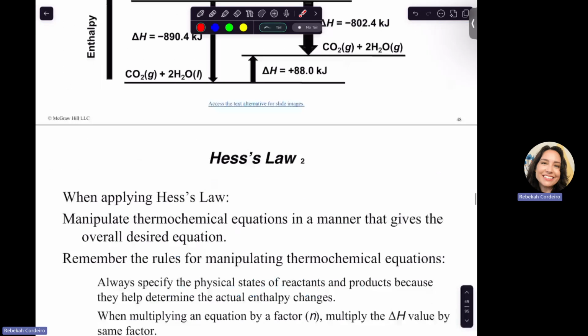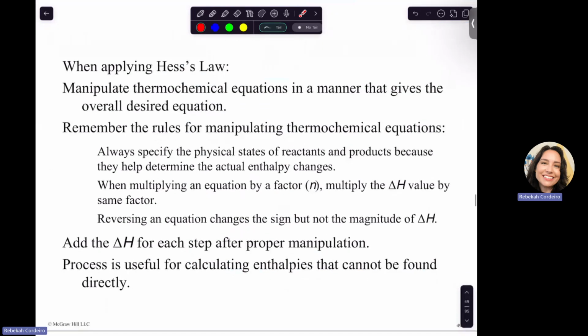So here are some rules for using Hess's law. We're gonna change the thermochemical equation. So in the example I just gave, we didn't have to change anything, but I'm gonna do an example with you where we do change something. We're gonna change the thermochemical equations in order to get the equation that we want. Sometimes we're gonna have to make note of the physical states because those actually matter. We might have to multiply an equation by a factor. If we do that, we have to multiply the enthalpy also by that same factor. So if I have to double an equation to get something, then I also double the enthalpy of that equation.